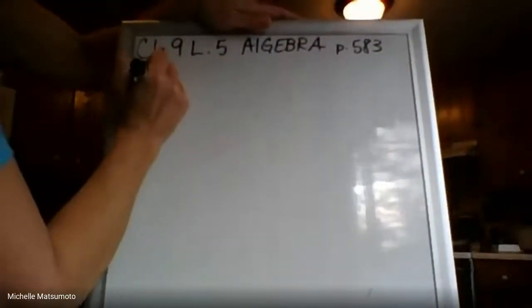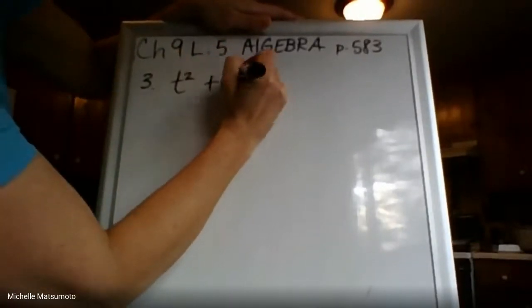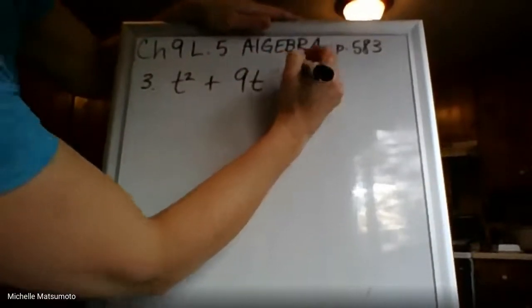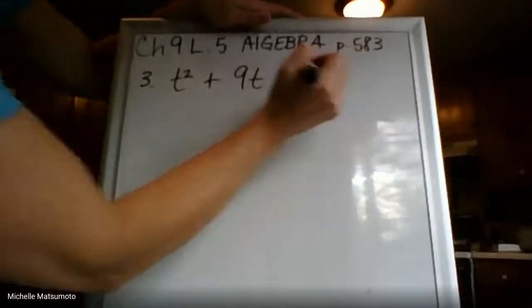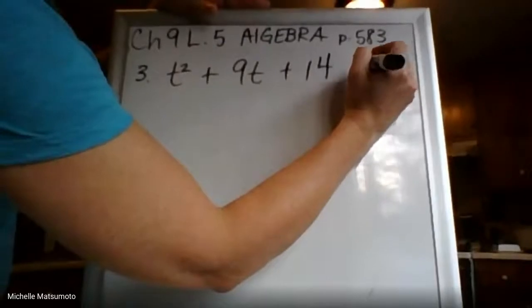All right, number 3, we have t squared plus 9t plus 14. Okay, so go ahead and list the factors of 14 over here.